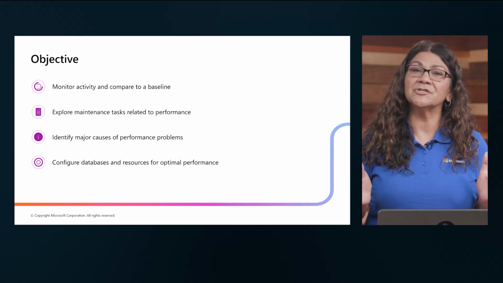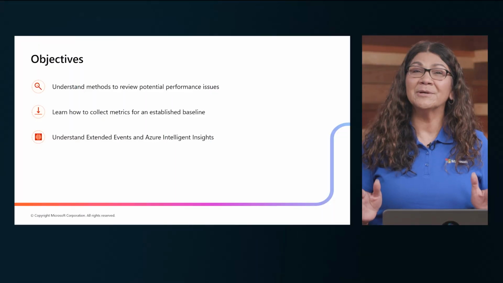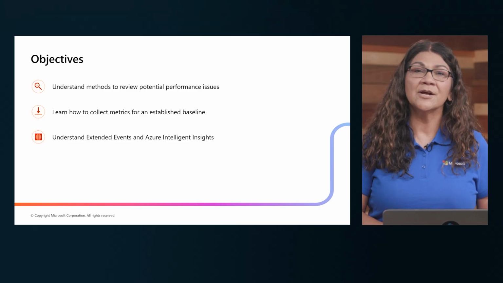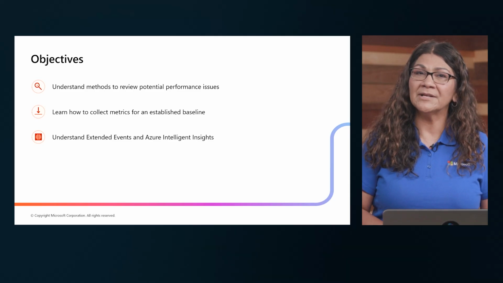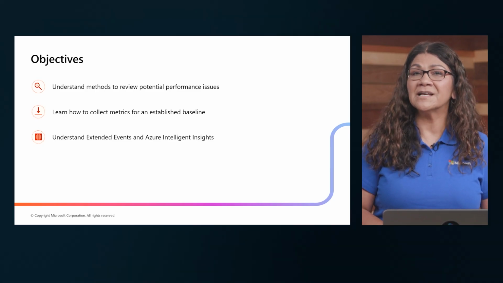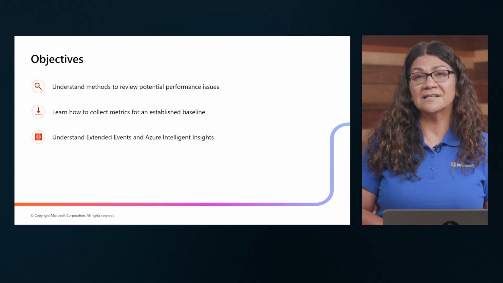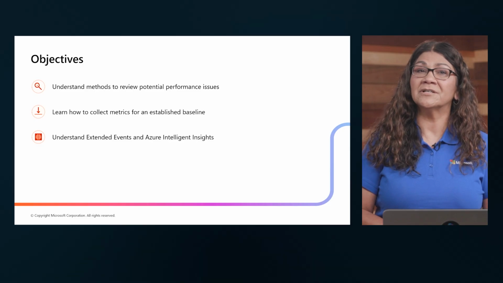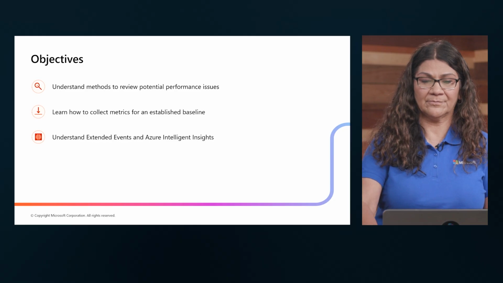This is the first of two modules related to performance. Here we will compare Azure and on-premises tools for monitoring and measuring performance. We'll determine critical metrics and see the purpose of a baseline for a comparative analysis. Lastly, we will enlist and configure extended events and Azure Intelligent Insights for tracing activities.